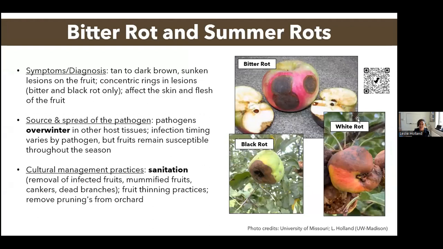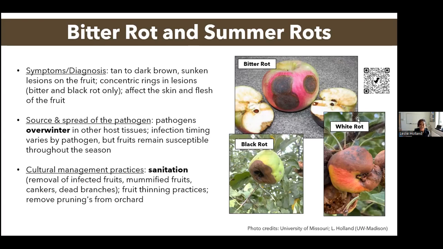Bitter rot and summer rots, as you can probably tell, you're seeing more fruit in the photos. So we're getting towards diseases that we typically see a little bit later in the season. And I've clustered these together. These are caused by different fungal pathogens. There is some overlap in symptomology, but it is important to know that these diseases or manifestations are caused by different pathogens. So bitter rot is probably one of the leading, more important ones within this group of fruit rots that we're talking about, but folks still see other manifestations like black rot as well as white rot.